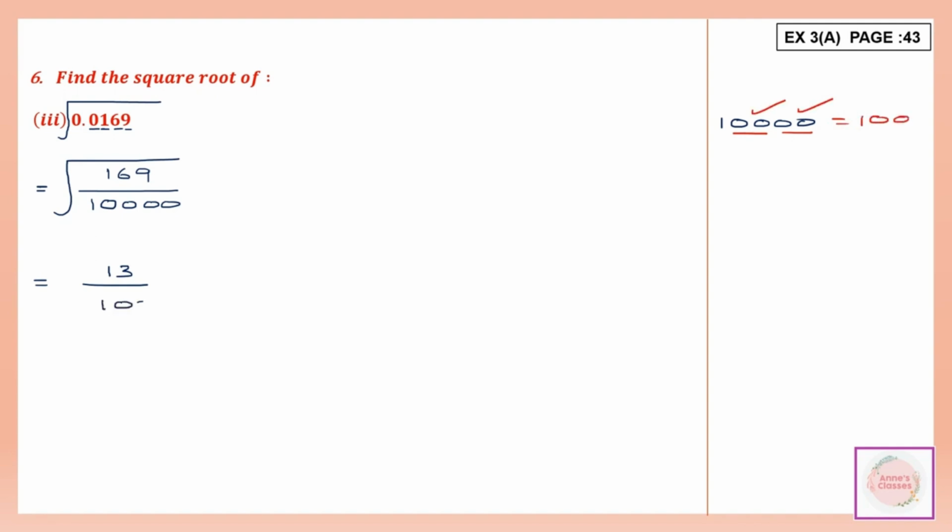13 by 100. So the square root of 0.0169 is 13 by 100, or if you convert this to a decimal number, what do you have? 13, and the denominator has two zeros, and since it's division, the point will move two places to the left. So it will move like this, and the point comes here and you have a 0 here. So the answer here is 0.13. This is our final answer.